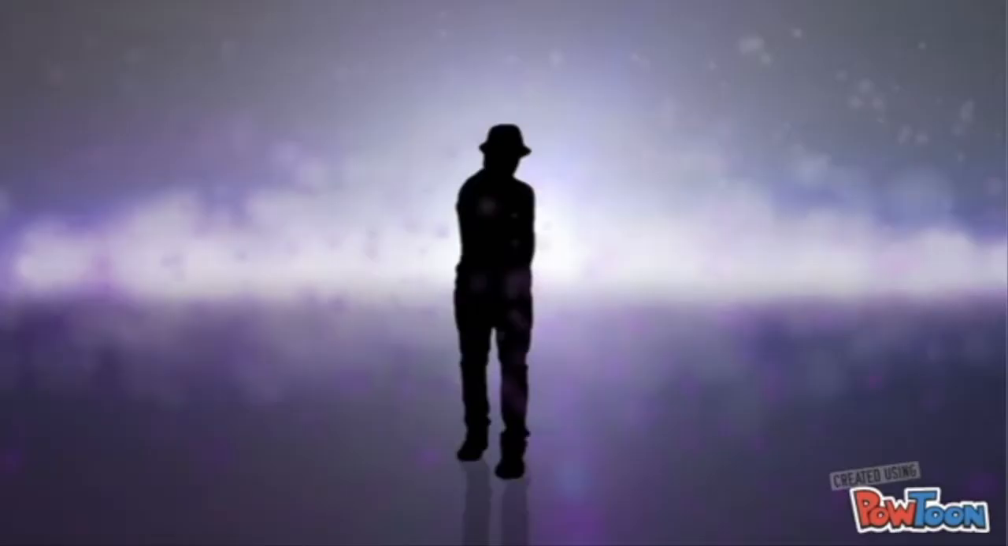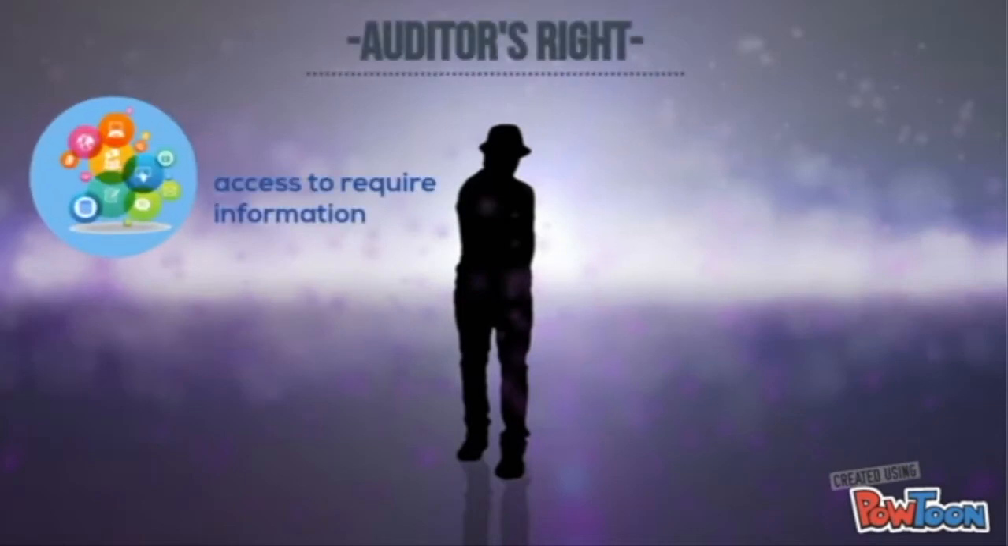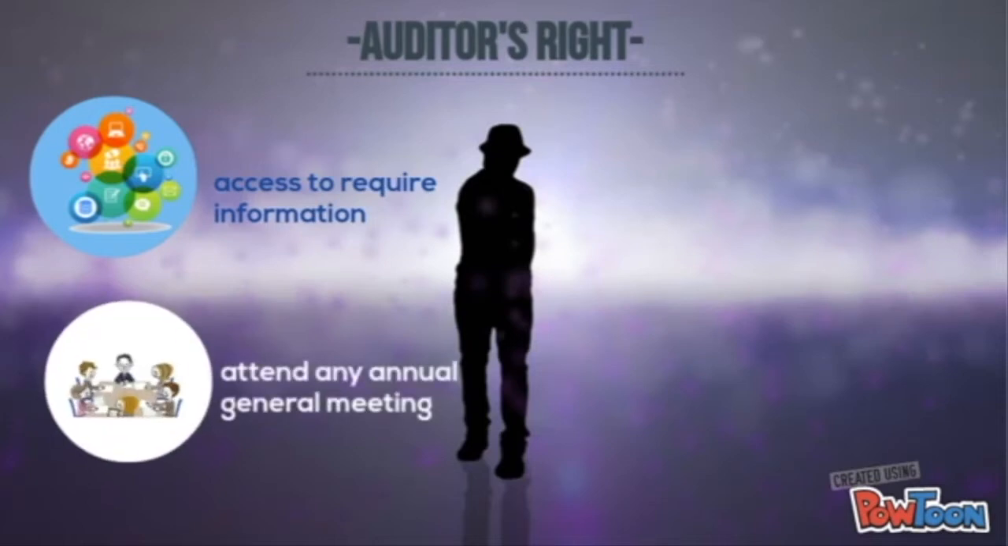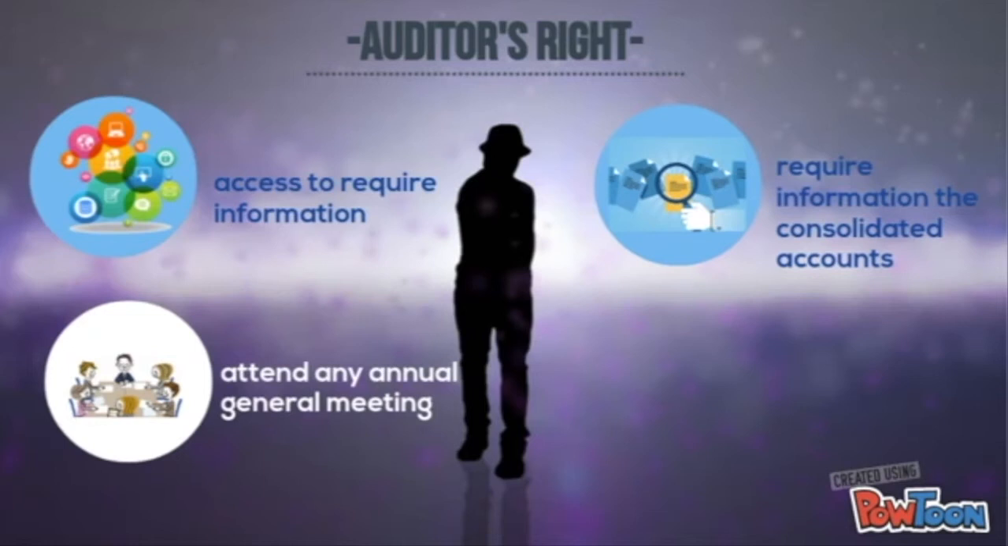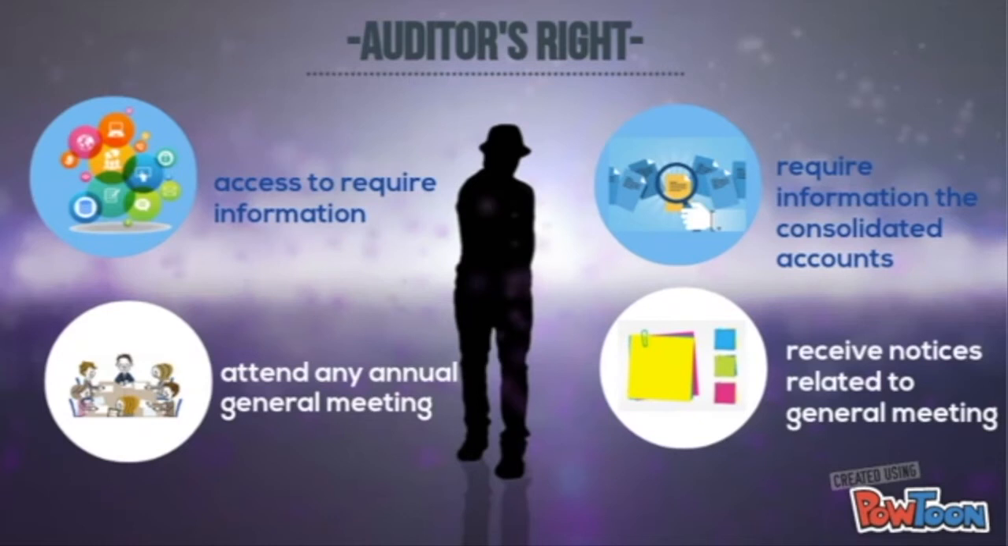For the purpose of the audit, the auditor has the right of access to require information on the accounting and other records from any officer of the company, at any annual general meeting and to speak on any part of the business of the meeting that concerns him as auditor, to require any officer or auditor of the subsidiary to provide information on the consolidated accounts, and to receive any notices relating to any general meeting.